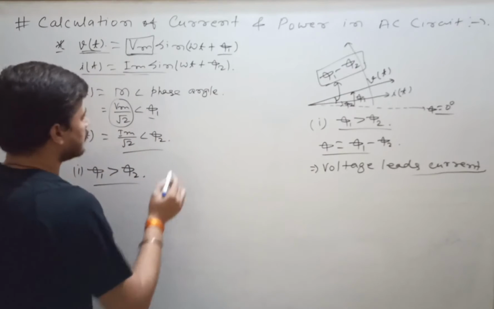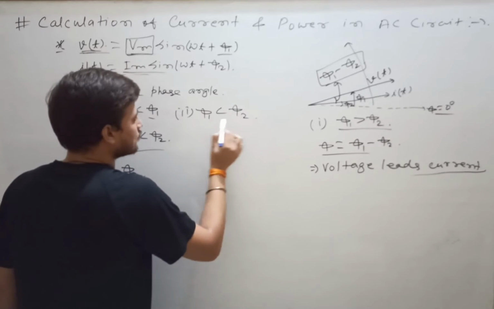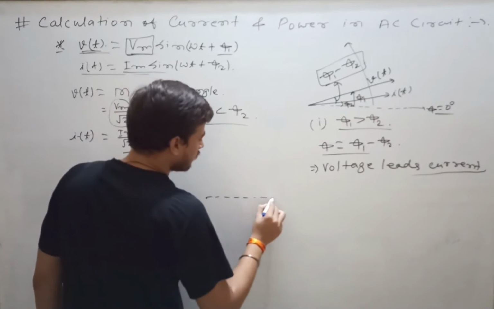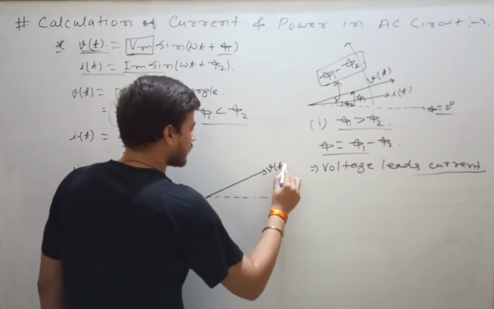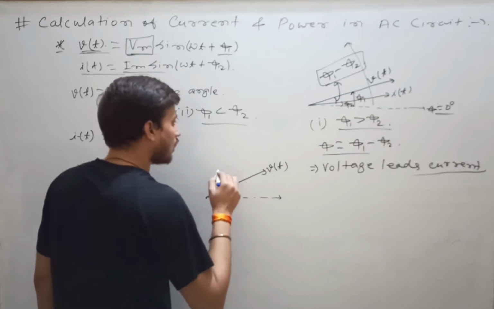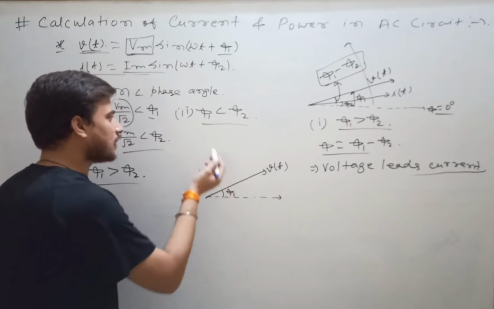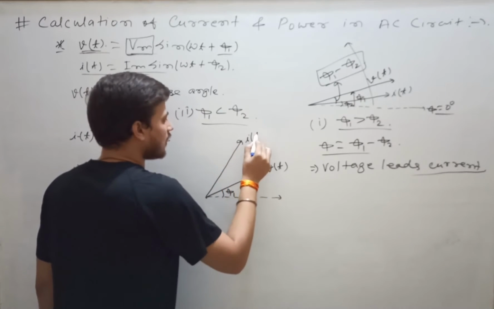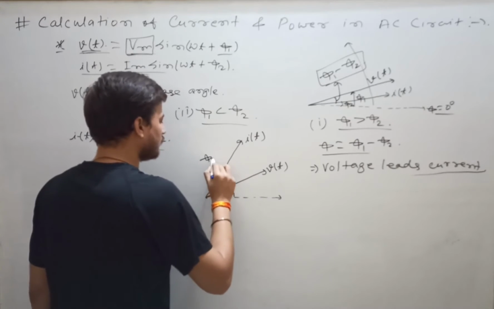The second case is phi 1 is less than phi 2. If phi 1 is less than phi 2, then draw the phasor for Vt. This is for Vt. This angle will be phi 1. Now phi 1 is less than phi 2, that means phi 2 is greater than phi 1. So phi 2 is this angle. This angle will be phi 2.